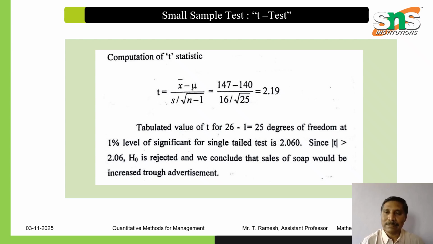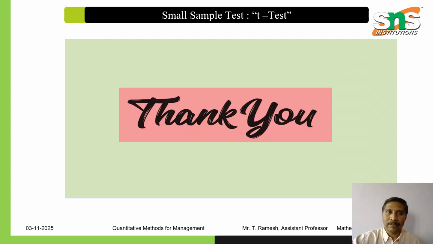2.060. Since the modulus of the t value is greater than 2.06, the calculated value is greater than the table value, so we reject the H naught. From this we conclude that the sales of soap increased through advertisement. Thank you.